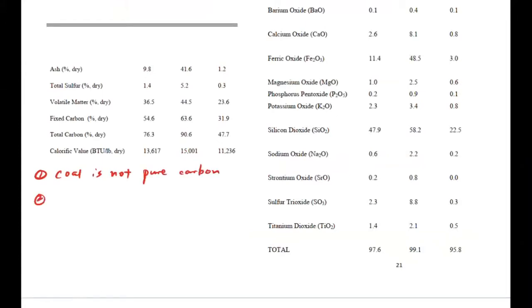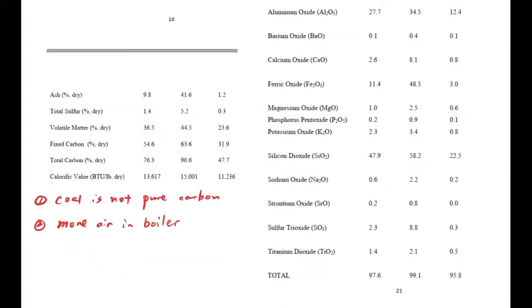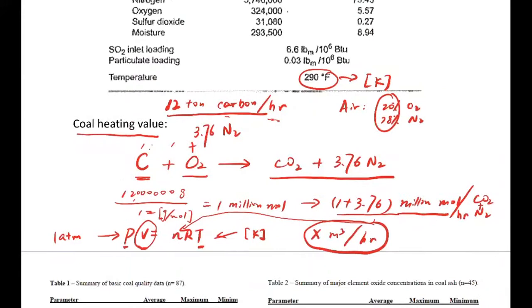So the second thing is we always need to introduce more air into the combustor, into the, let's say, the boiler. Mainly because if we just introduce air with this 1-to-1 ratio here, then what that means is the carbon is not going to be combusted completely, right? So we're wasting a certain amount of the fuel there.